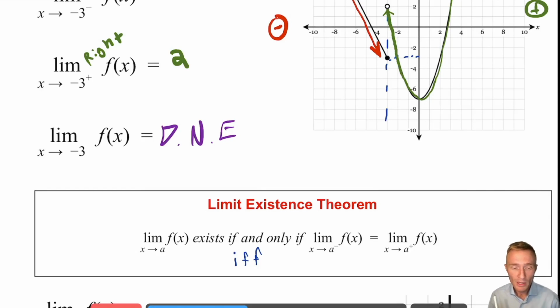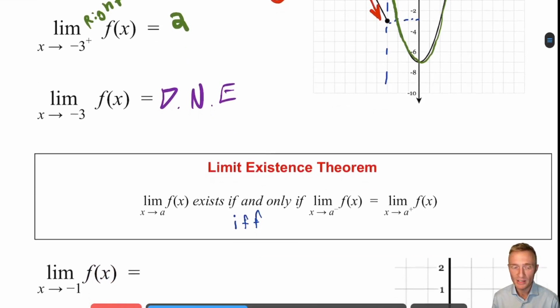The limit of f of x as x approaches a exists if and only if the limit of f of x as x approaches a from the left is equal to the limit of f of x as x approaches a from the right. If the left-hand limit and the right-hand limit are the same, the two-sided limit exists, and it is equal to those two things. So let's see what that would look like in practice.